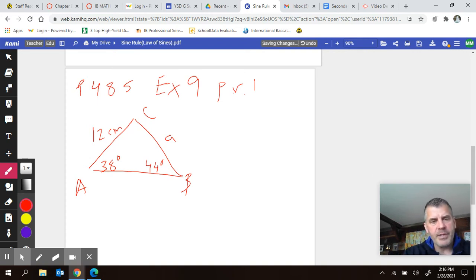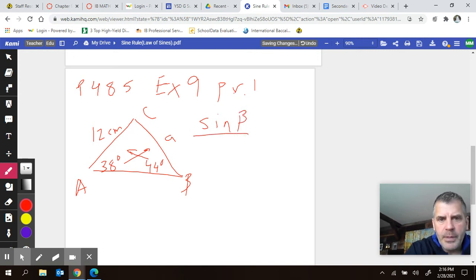We can set up this relationship because we have angles and opposite sides involved. And so we can use our law of sines. So we say this, the sine of B is to 12 as the sine of A is to that side BC that we're looking for.